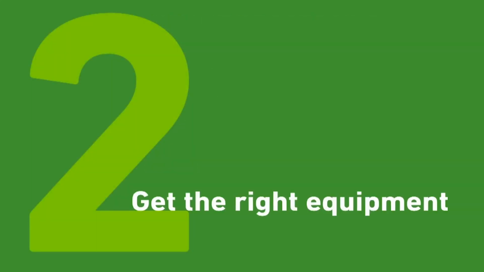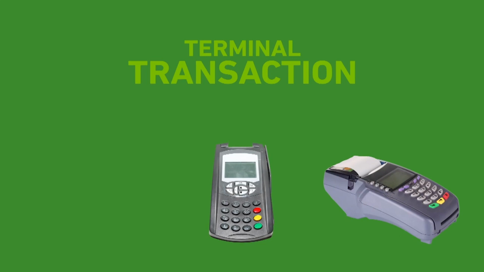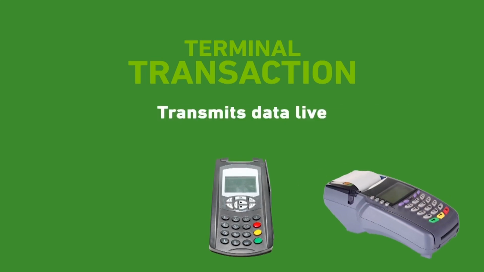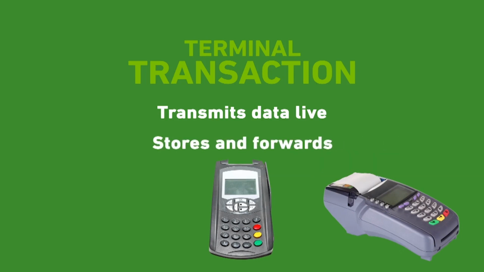Second one would be equipment. You need to get the right equipment for your right type of business. If you're retail, you're going to need a specific piece of hardware. If you're moto or e-commerce, you're going to use a gateway. You can also use a terminal to key in transactions if you decide to do so. It can be used to transmit that data live or a function known as store and forward.